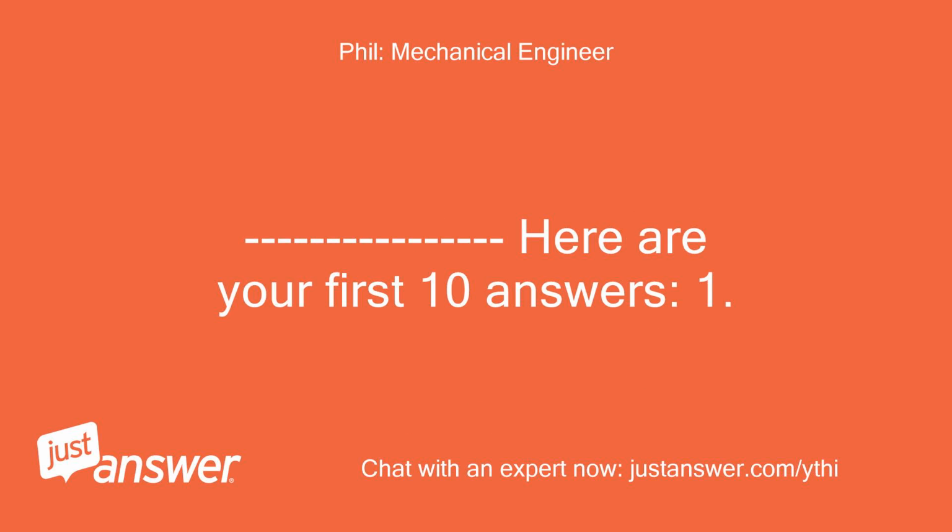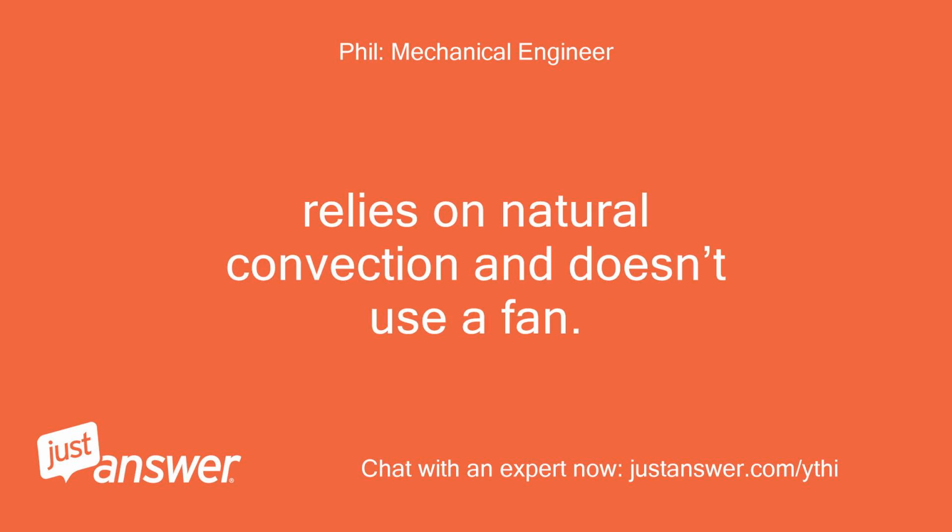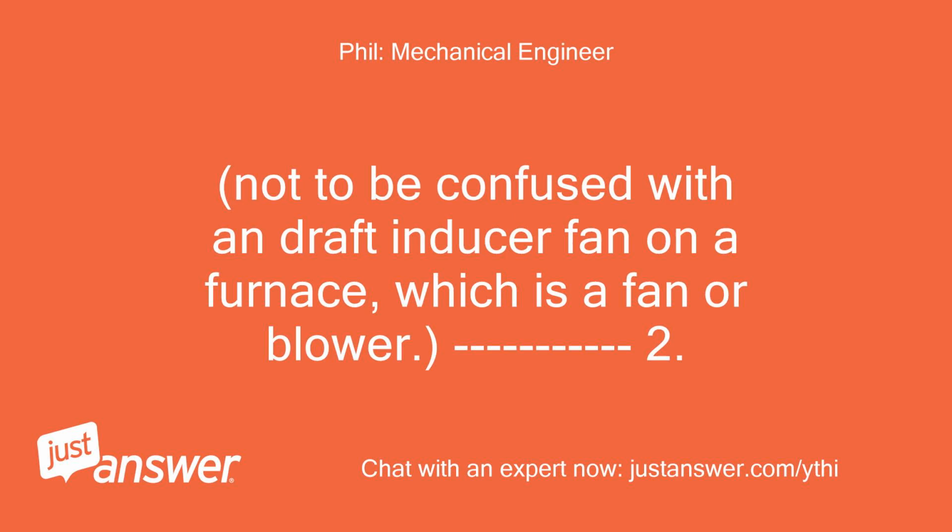Here are your first 10 answers. 1. An induced draft air-cooled condenser. B. Relies on natural convection and doesn't use a fan. Not to be confused with a draft inducer fan on a furnace, which is a fan or blower.